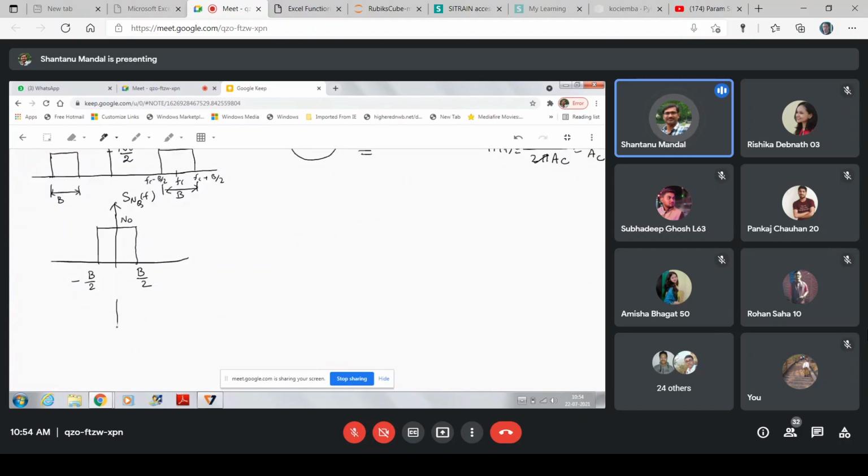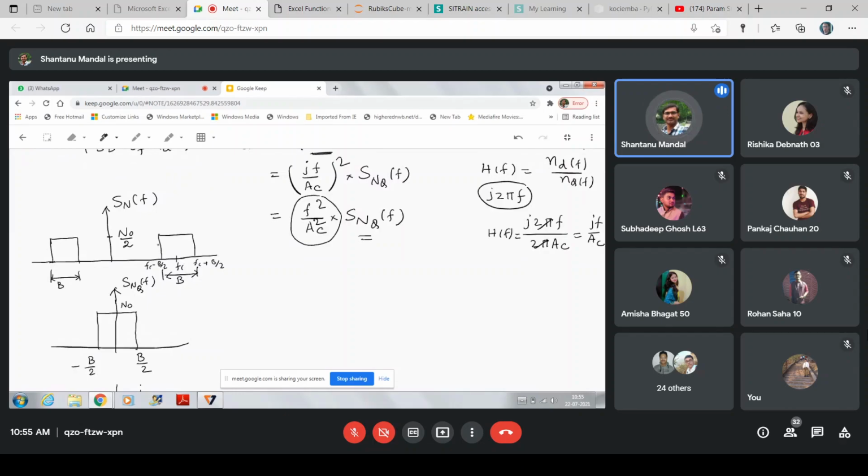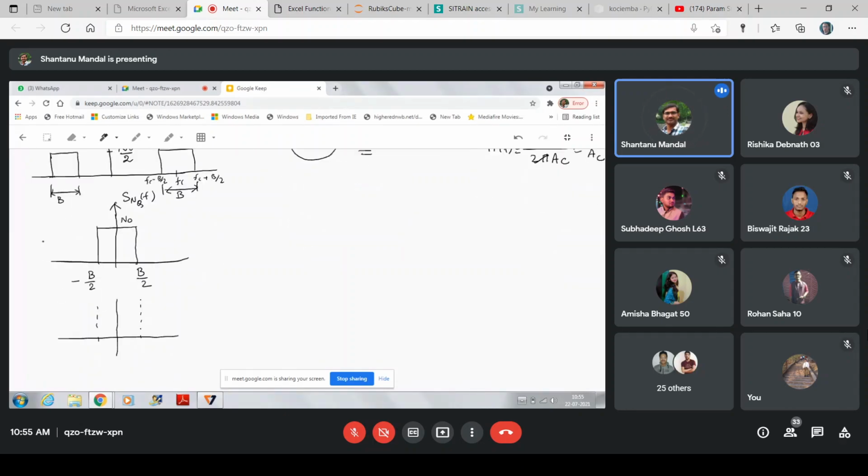Now we have to determine the power spectral density of the output noise. Here f square by Ac square is there, which means this type of output can be obtained. That is one curve type.